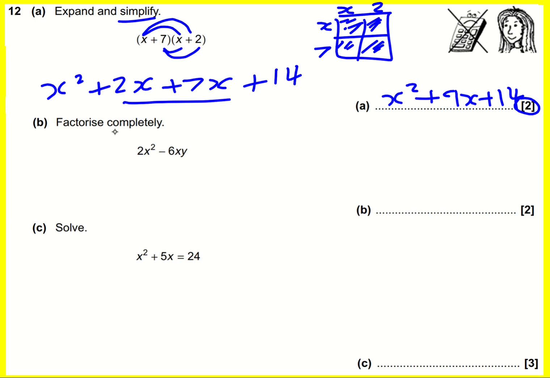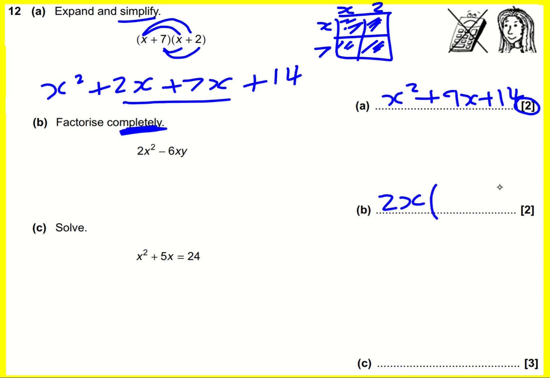Right, next one, factorise completely. That completely, and the fact that it's 2 marks is a bit of a hint, because you can actually take an x out of both expressions, but you can also take a 2 out, and to do it fully, you need to take both out. So the highest common factor in these is 2x. 2 goes into both 2 and 6, but nothing higher does. X goes into both of these, but nothing higher does in terms of x or y.